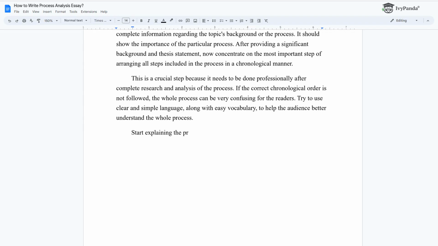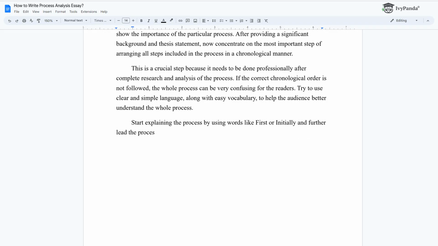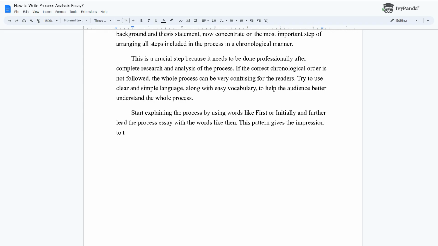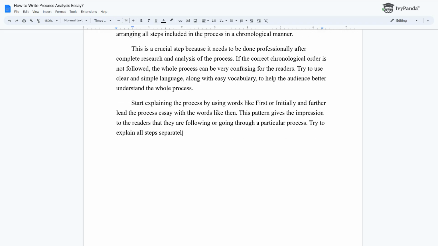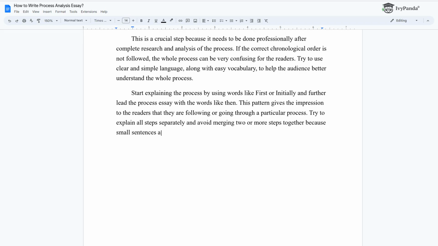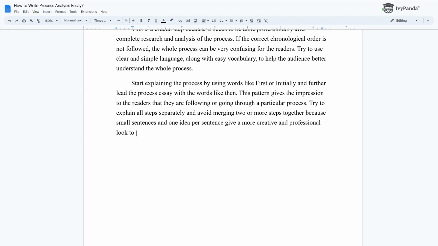Start explaining the process by using words like first or initially and further lead the process essay with words like then. This pattern gives the impression to the readers that they are following or going through a particular process. Try to explain all steps separately and avoid merging two or more steps together because small sentences and one idea per sentence give a more creative and professional look to the process analysis essay.